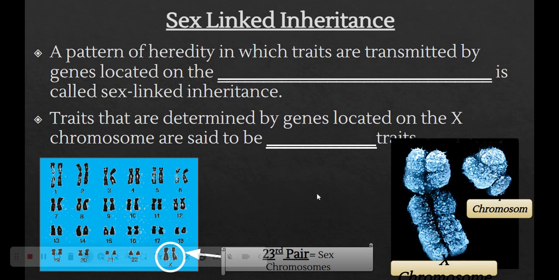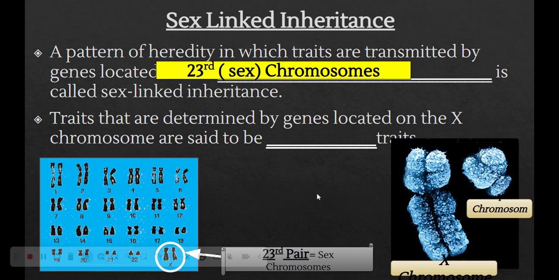Okay, sex-linked inheritance: a pattern of heredity in which traits are transmitted by genes located on the 23rd pair, or the sex chromosomes. That's called sex-linked inheritance. Traits that are determined by genes located on the X chromosome are said to be X-linked traits.